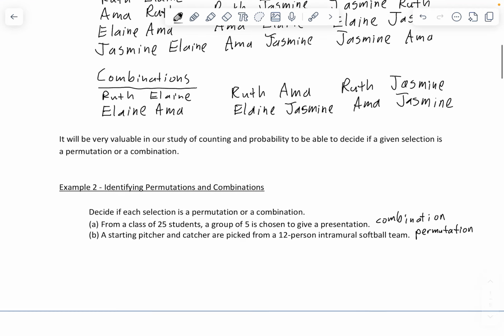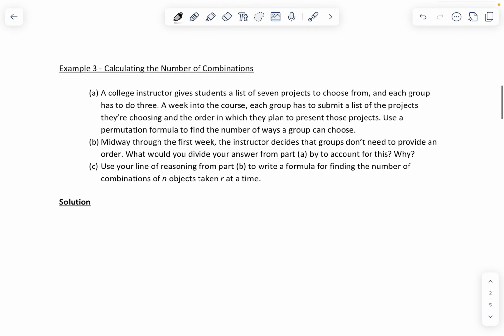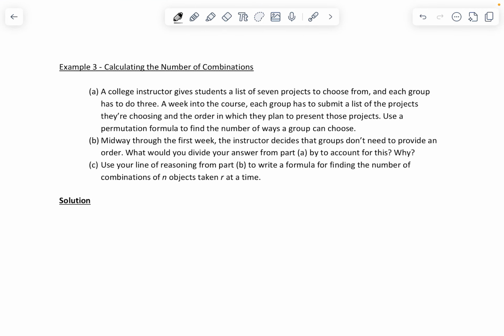In the previous video, I showed you a formula that involves the factorial notation for calculating the total number of permutations in a given situation. In this video, we want to come up with a formula for determining the number of combinations. It will be a similar looking formula. It will also involve factorials, but it will look a little different. So this example here will help us derive that formula.